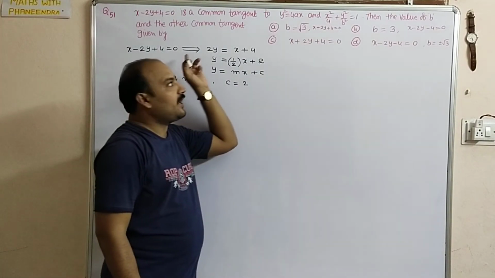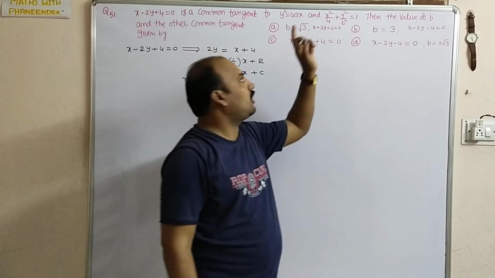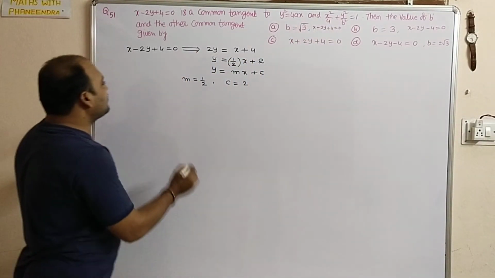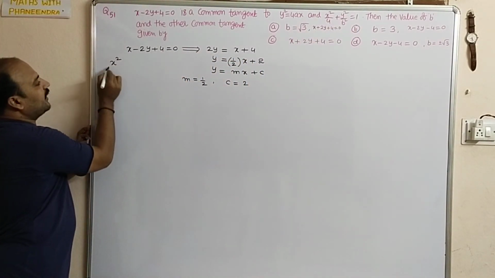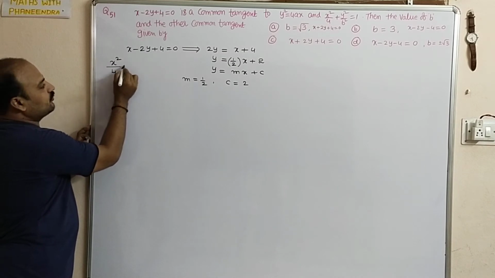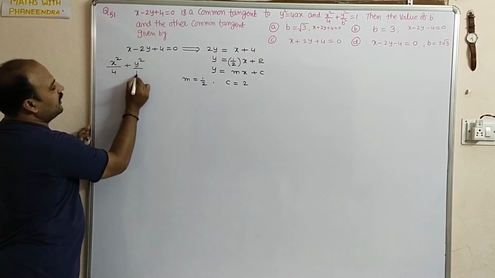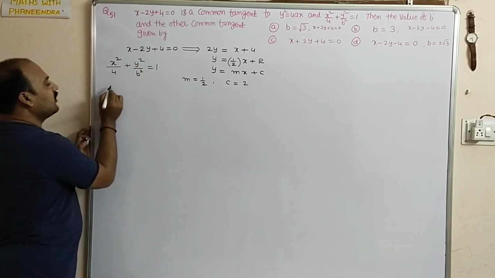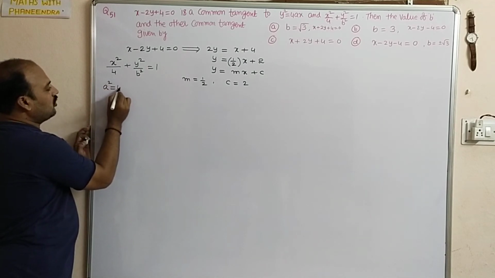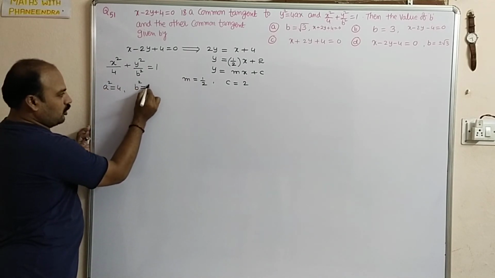This is a common tangent for not only the parabola but also the ellipse. What is the equation of the ellipse? x square by a square, that means 4, plus y square by b square is equal to 1. A square is equal to 4 and b square is equal to b square only.